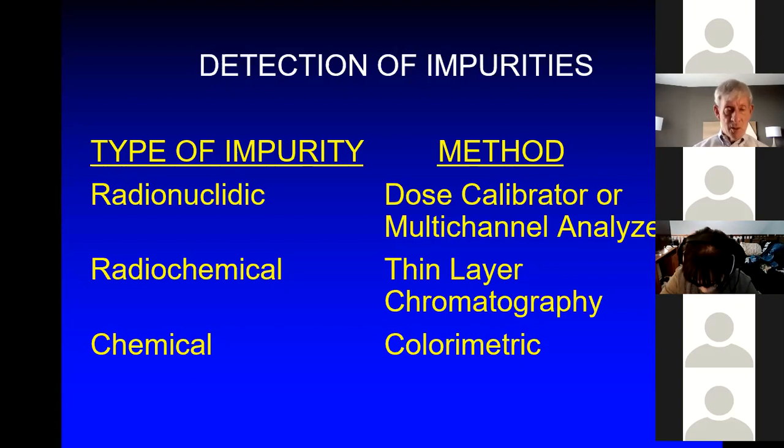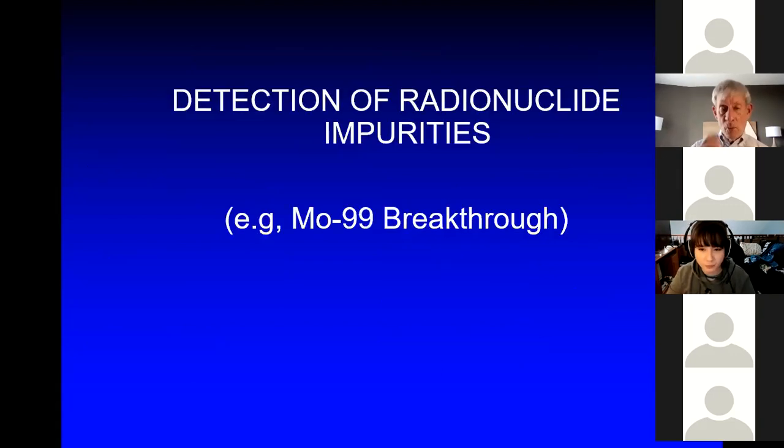And finally, there is one chemical impurity, the aluminum ion, that we used to have to deal with. And I'm going to show you how we do that test anyway, just in case it shows up. I doubt that it will. It shouldn't. It's not a mandatory test, but you never know. So first, let's talk about the Molly breakthrough test.